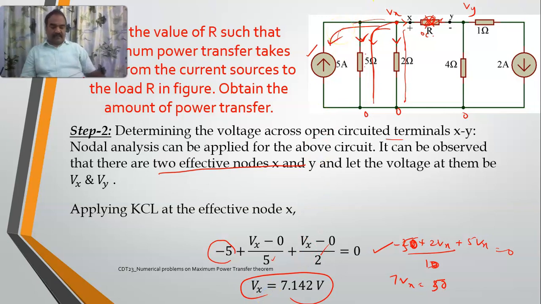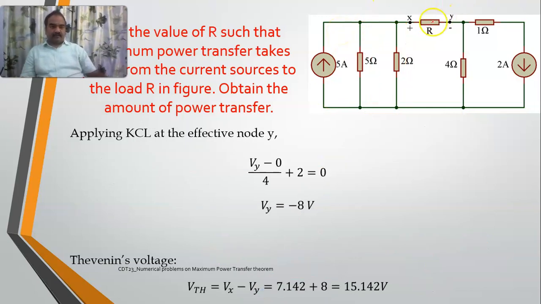Okay. Similarly, at node B, this is already open circuited. This is Vy. How many paths does it have? 3 paths. This is already open circuited, no need to count. This is (Vy - 0)/4. And here, if you carefully see, there is a direct current flowing in this one, and it is outgoing. So I will take it as +2. So (Vy - 0)/4 + 2. If I solve it, the LCM is 4. I will get Vy is equal to -8.